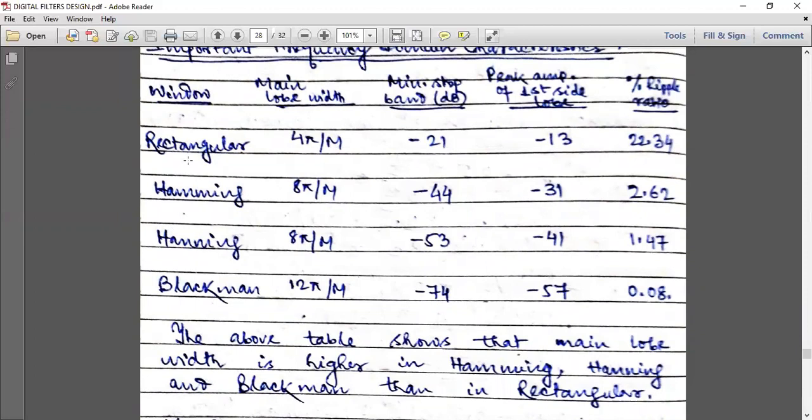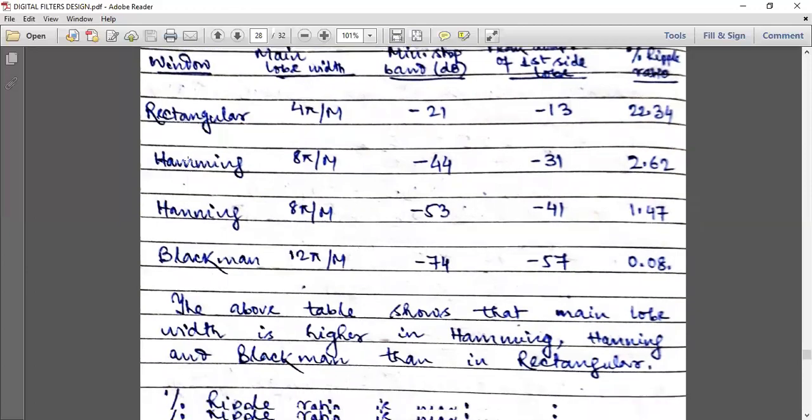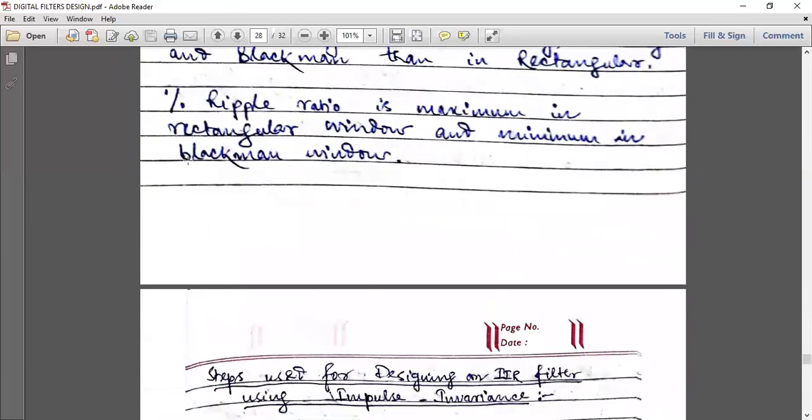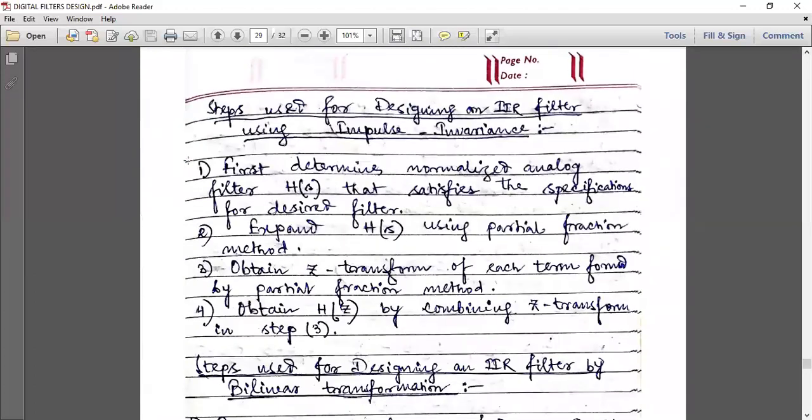Okay. So these are all the theories related to the windows. Clear? Now, in the previous class, I told you that I'll be doing numericals related to impulse invariance and the bilinear transformation method, isn't it? So first, let us see some steps for designing an IIR filter using impulse invariance. If you're given a problem, what are the steps that you should follow?